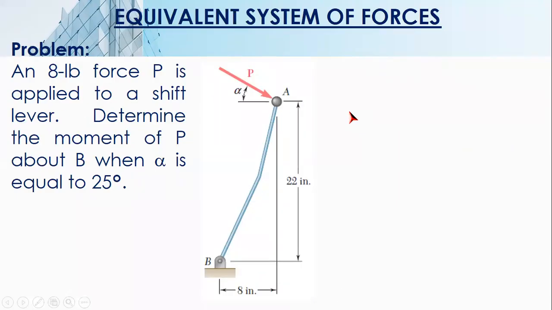Another one. An 8-pound force P is applied to a shift lever. Determine the moment of P about B when alpha is equal to 25 degrees. Okay. This is 8 pounds. And then ang atong alpha is 25 degrees. Okay. 25 degrees.